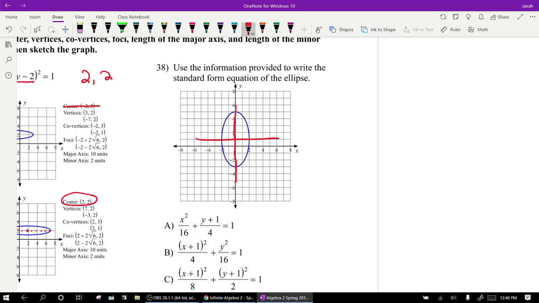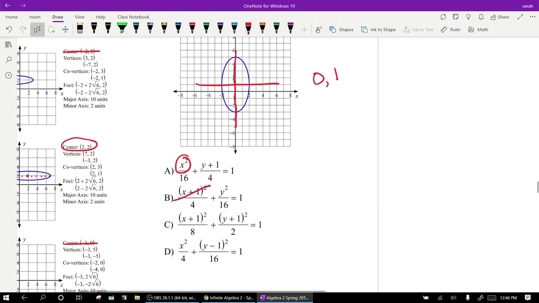And our center is actually at over 0, up 1. So in the X direction, I'm going to need to have an X squared. So it can't be this one, and it can't be this one. Now up 1 would be Y minus 1, which has got to be that one, so it can't be this one. So it has to be D.